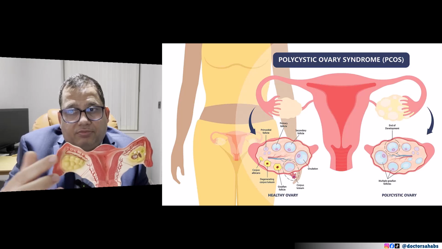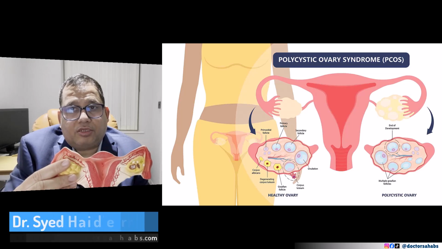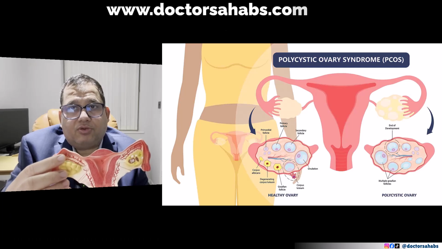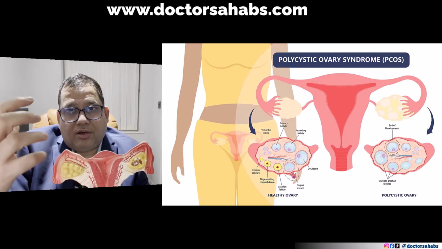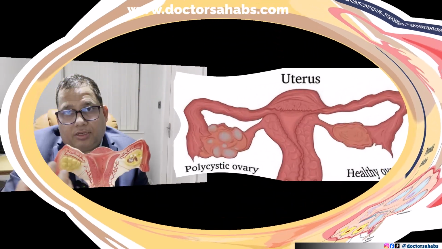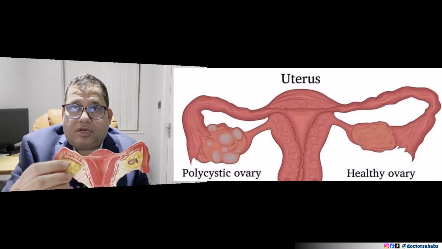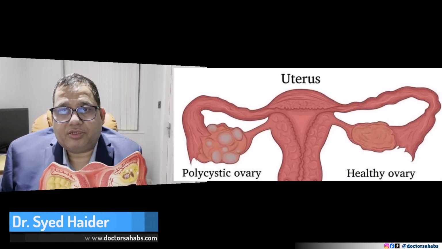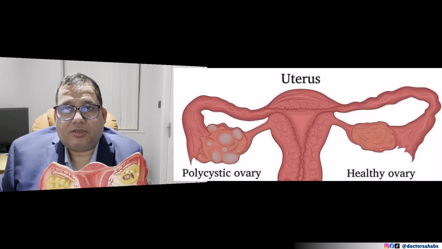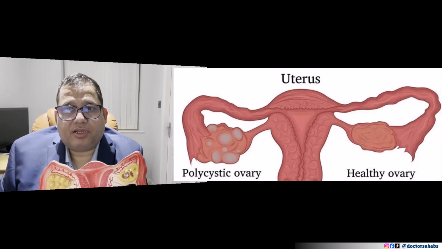But if you have polycystic ovarian syndrome, the ovaries are not able to release the egg due to the big cystic fluid inside the ovaries. All right, this is the main reason for infertility as well.